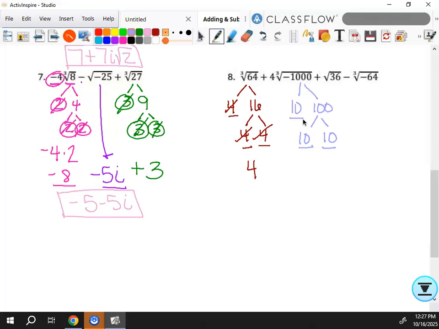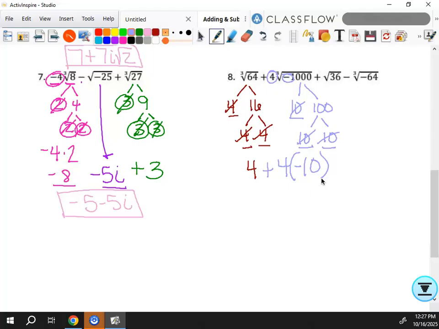But look what happens here. I have this 4. I can't forget about him, right? This 4 comes out. This is a plus. These 3 10s will be a regular 10. But since this is negative and this is a cube root, do I have an I? No. The 10 is negative. Okay? Do we understand why?